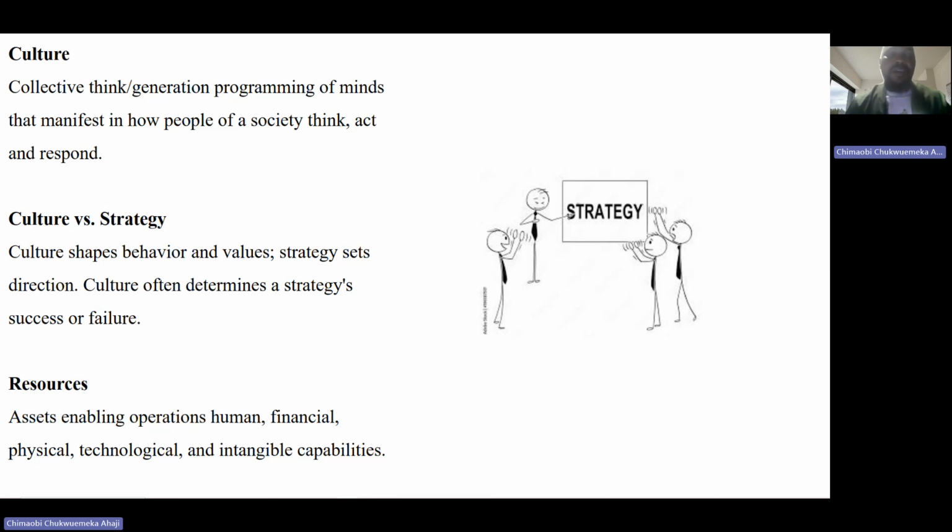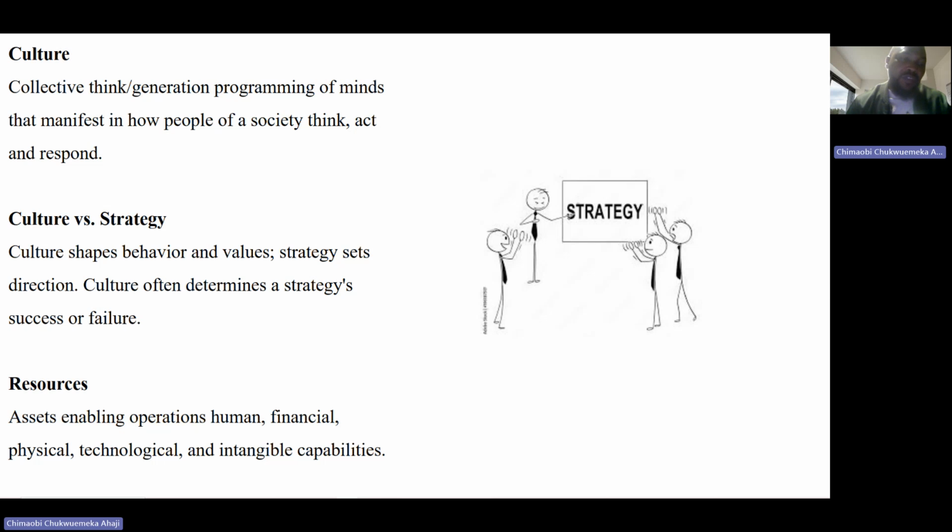A. Now, there's a tug of war between the culture and strategy. Does culture supersede strategy, or does strategy supersede culture? Apparently, culture shapes the behavior or values of mind. So culture determines the success of strategy. So the success of a strategy or the failure of a strategy is dependent on culture. So it's important to integrate culture into any strategy we recommend to a client.